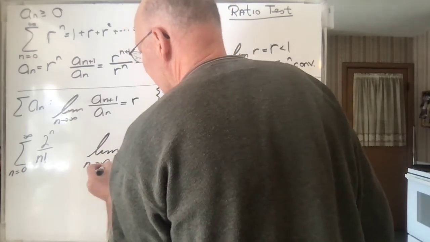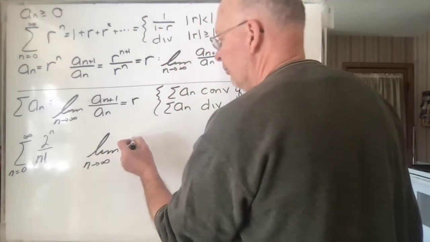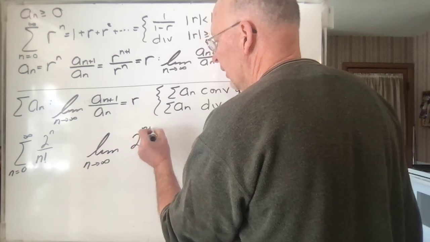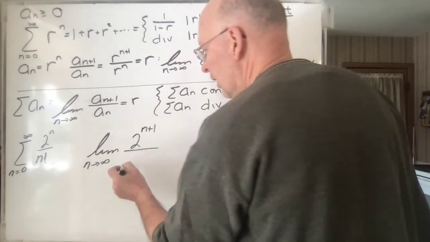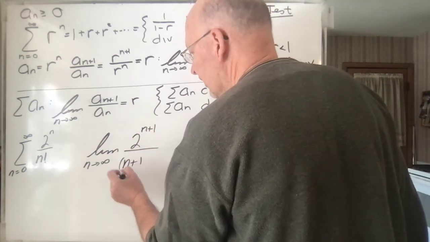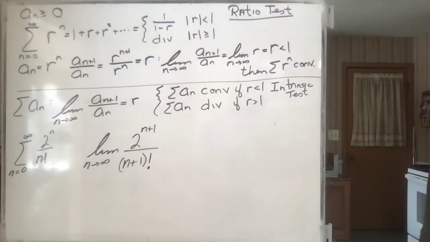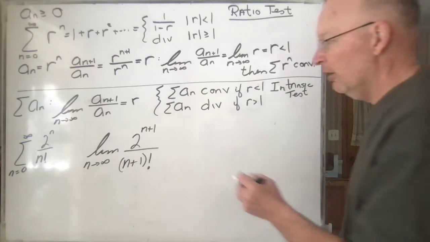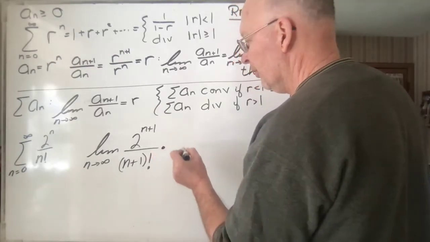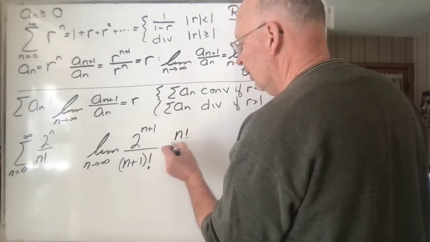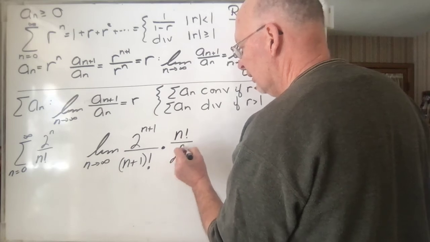Take the limit as n goes to infinity. Take the n plus first term, 2 to the n plus 1, divided by, every place you see an n, you have to put an n plus 1. So you get that right there. And now you do what? You multiply by the reciprocal, so it's going to be n factorial all over 2 to the n.